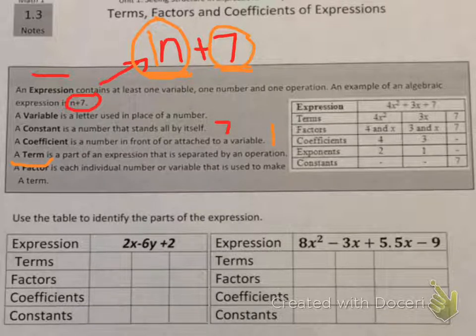Then the last one says a factor is an individual number or variable that is used to make a term. So up here when we're talking about this 1n, we have 1n as a term, but the factors would be 1 and the factor would be n. On the 7, the 7 is not attached to a variable or anything, so it's a constant number, but the factors of that would be any numbers that could make 7. So in this case, it's 1 times 7 to be factors.